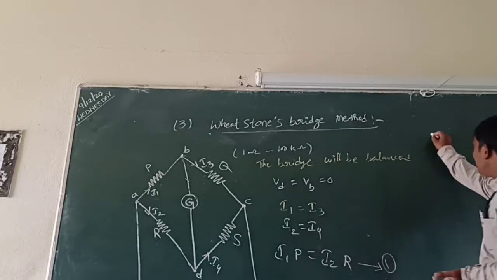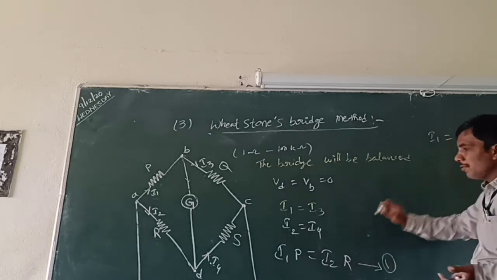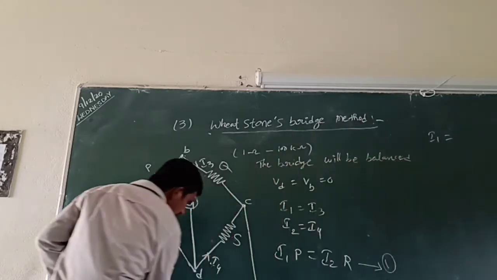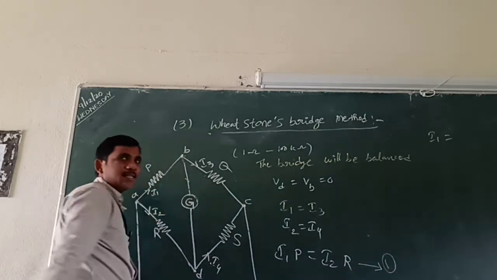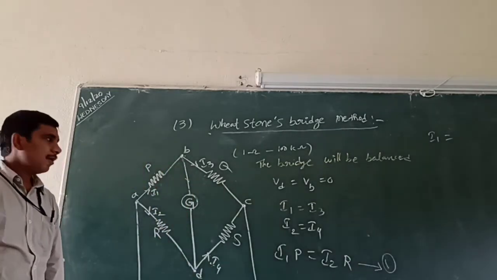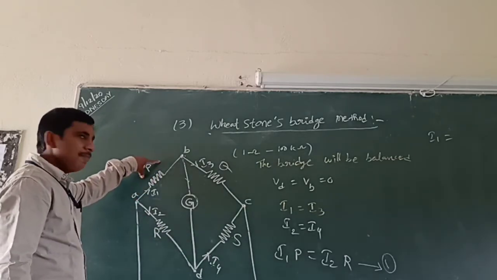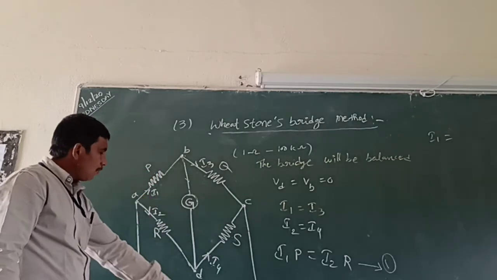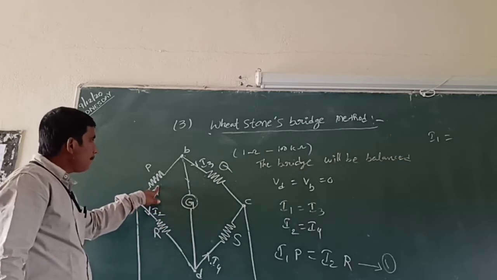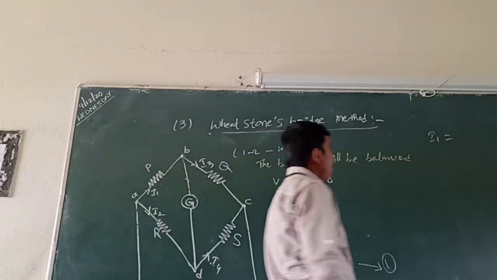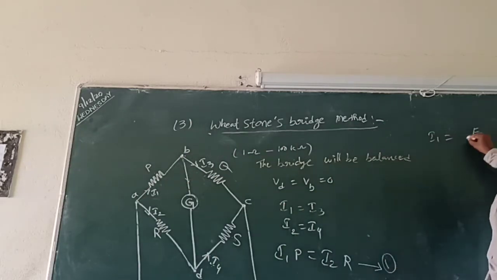Now what is the I1 equation? I1 equal to potential, assume that it is E. Battery voltage is, assume that E. Now I1 is the current flowing through P and Q. I1 equal to E divided by P plus Q. I1 equal to E divided by, what is it, supply voltage divided by total resistance.